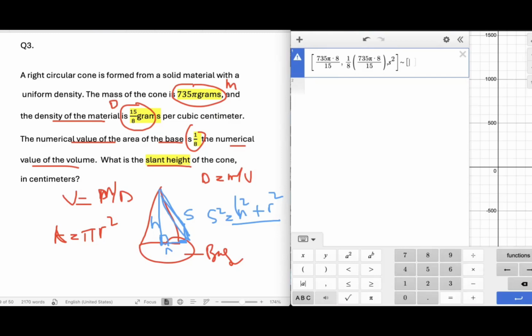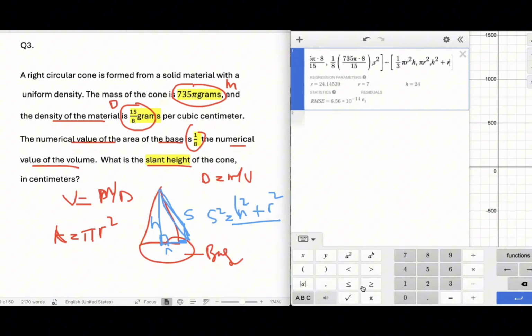Volume is what? 1/3 pi radius square times the height, because you need the height to calculate the slant height. I don't know, but we don't have to do it separately. What is the area? It's pi radius square. We don't even have to calculate the radius. It will calculate for us. What is the slant height? It's the height square plus the radius square.